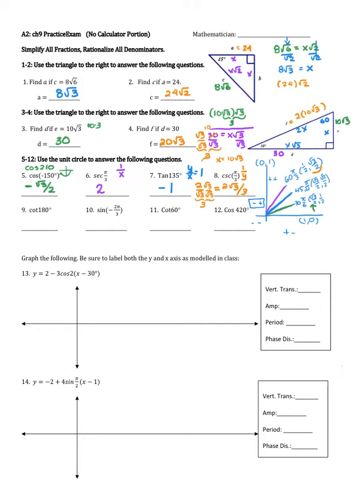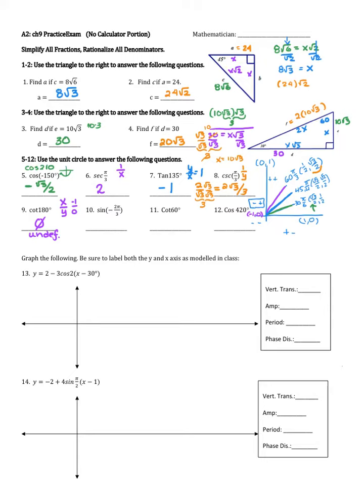Cotangent. So cotangent is going to be the reciprocal of tangent. So this is going to be x over y. At 180, your unit circle is -1, 0. So the x value is a -1, the y value is 0. You can't have 0 in the denominator, so that one is undefined. You could either use that symbol, or you can actually say undefined.